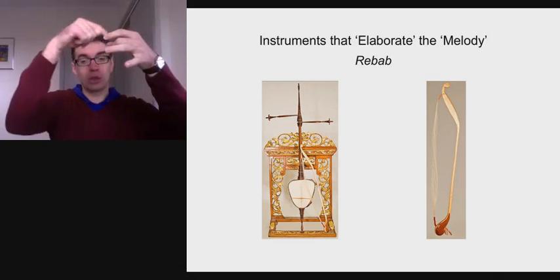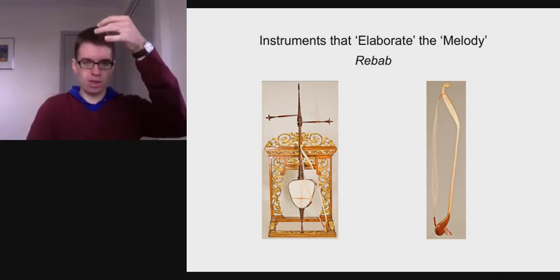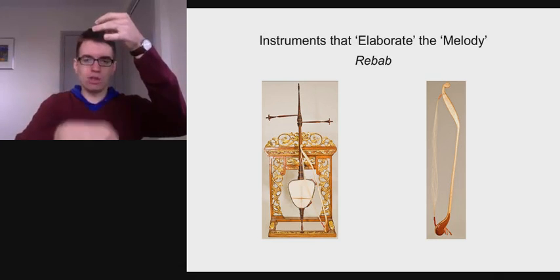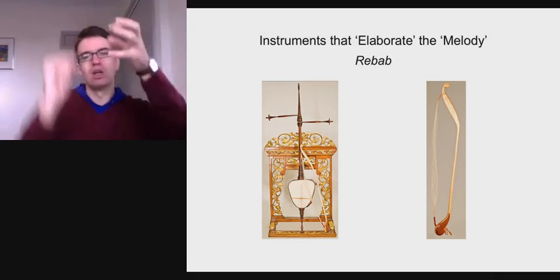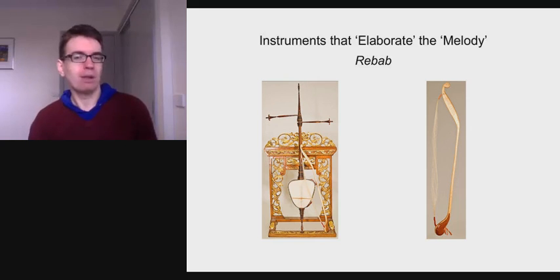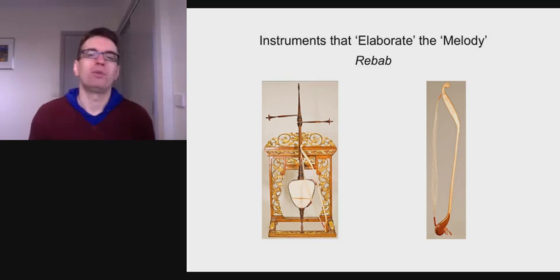There's one string that goes from the top all the way down the front of the instrument, around the foot, and then back up to the top of the instrument. So it's one string, but in effect there are two strings used. The rebab is a very important melodic leader in a gamelan ensemble.